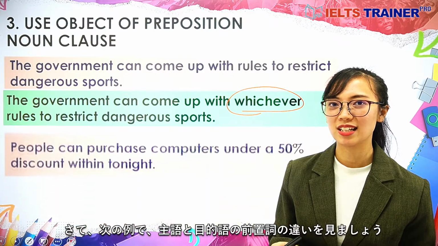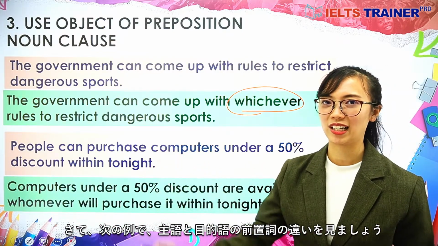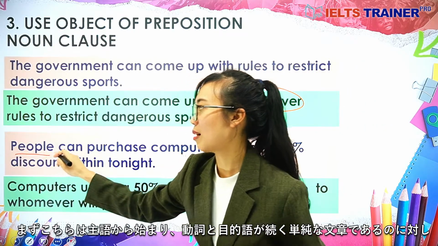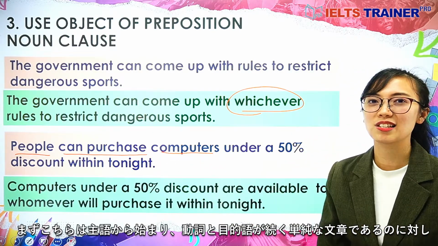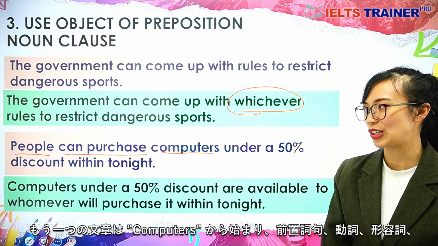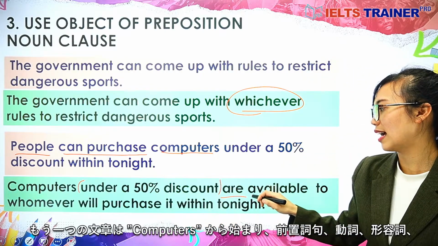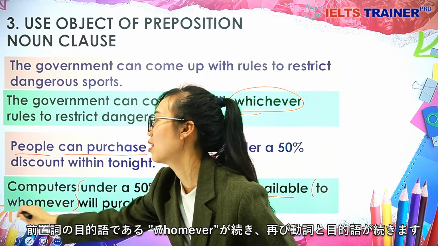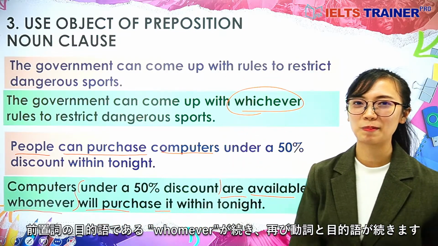Now, for this next sample, we may find a difference in the subject and the object of preposition. First, it begins with the subject and then the verb followed by the object, which is a simple sentence, while this other one begins with computers, with prepositional phrases, verb, and an adjective followed by a prepositional phrase and the object of the preposition, which is whomever, followed by the verb and object again.